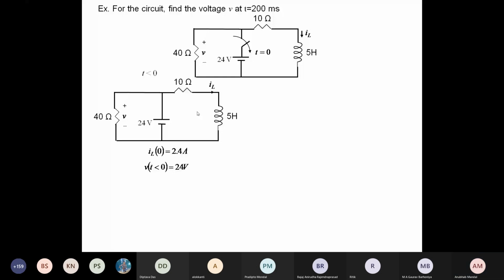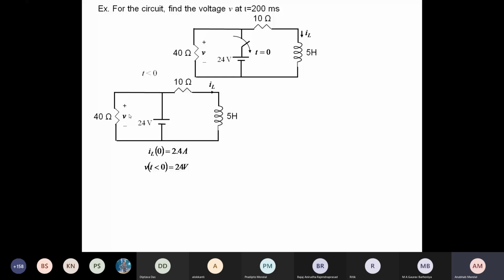For t less than 0, the question is to find the voltage V at t equal to 200 milliseconds. So basically the voltage V across the 400 ohm resistance has to be found out. But for t less than 0, the whole 24 volts is applied across it. So for t less than 0, it is always 24 volts. But we have to find out what happens when t is greater than 0. Clear?